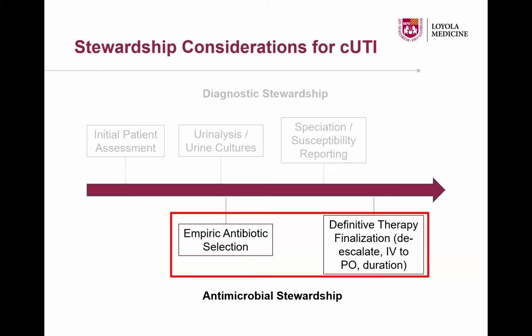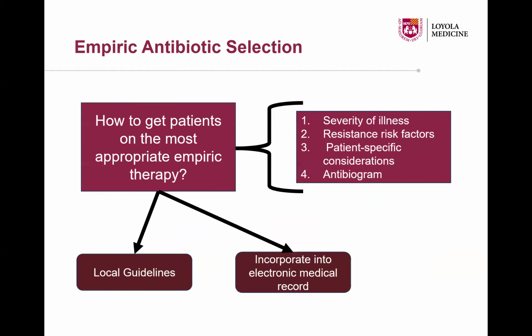So empiric antibiotic selections, again, going back to earlier, we hit the four tenets of these new updated complicated UTI guidelines, where we're focused on severity of illness, resistance risk factors, patient-specific considerations, and then antibiogram, maybe, maybe not. So how does this translate to the individual site? Well, what we're most familiar with, a lot of sites produce their own local institutional guidelines. They're taking those pieces of information and saying, okay, how can we make this more digestible for the everyday clinician, so that they can say, okay, my patient should get ceftriaxone because of XYZ, done.